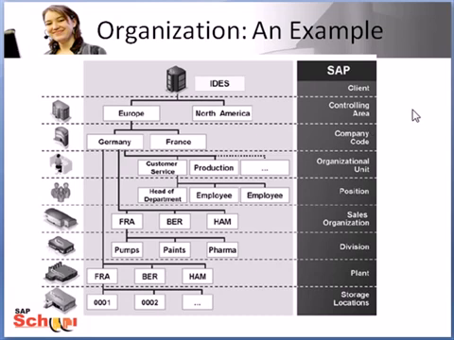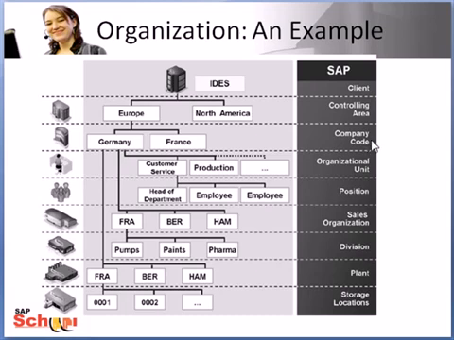So here is an example of how SAP's organizational elements are set up to map on to a real company. At the top of the hierarchy, you have the client. The client is the highest level element of all the organizational elements. It represents the enterprise, the headquarters, or the main group holding company.